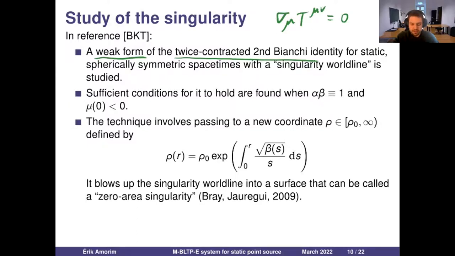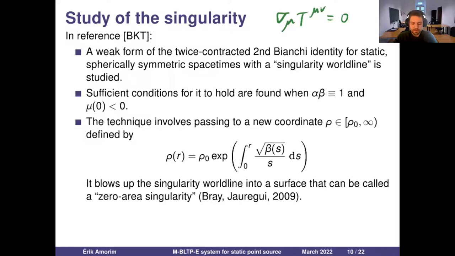So they are studying in this particular paper a weak form of them, with sufficient conditions for it to hold for static and spherically symmetric spacetimes. Unfortunately, the sufficient conditions they have don't apply to my case here. The two metric coefficients, alpha and beta, have to be inverses of each other, just like in the Bonnefeld case, but not for us. And the bare mass has to be strictly negative as well. The technique they use is an idea originally by Bray and Jauregui, 2009. It's the idea of a zero area singularity. You define a new coordinate rho that essentially blows up the singularity into a surface. There's a formula for rho depending on the beta metric coefficient that I'm just mentioning because I want to point out later that it doesn't work for our case.